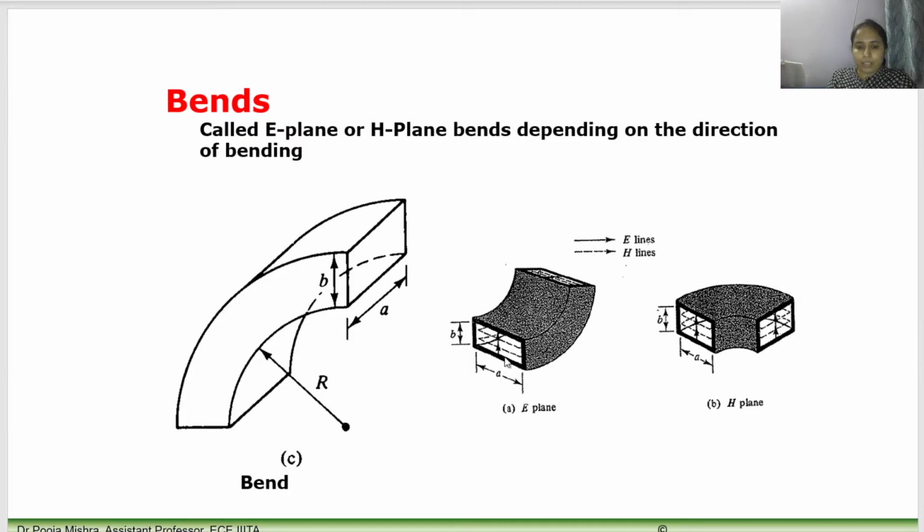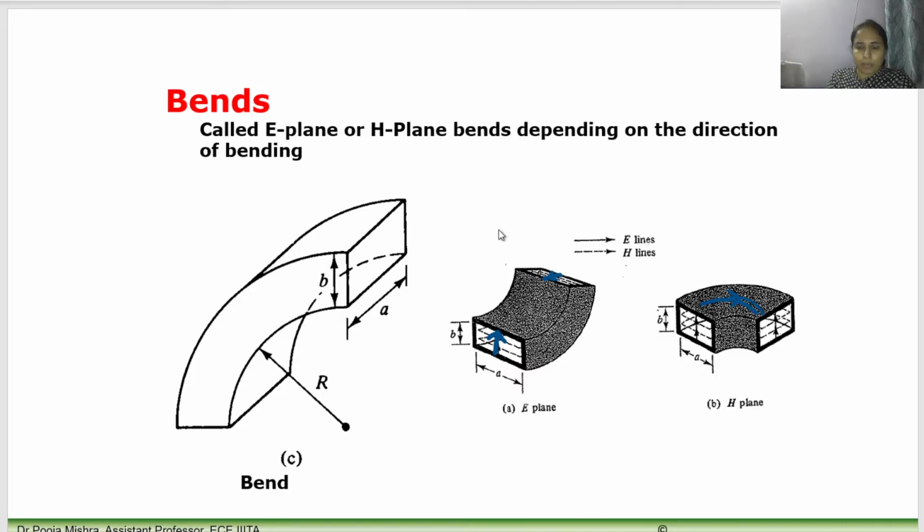E plane bend, why is it called E plane bend? Because the direction of electric field changes if you make a bend along the broader wall of this waveguide. You see, this is E plane bend. If TE10 mode is propagating here, the direction of electric field is changing. It is in the upward direction, and here it is in a different direction, if TE10 is the mode of propagation. And here the orientation of magnetic field is changing from this to this direction.